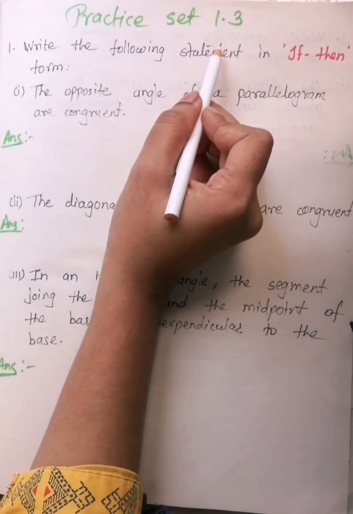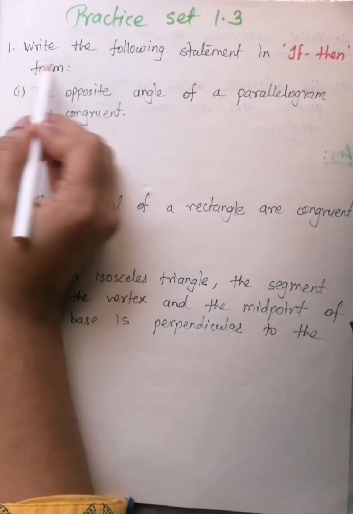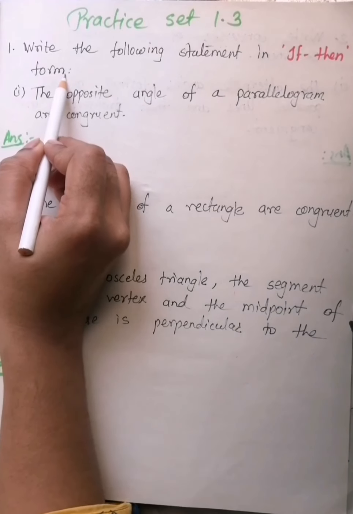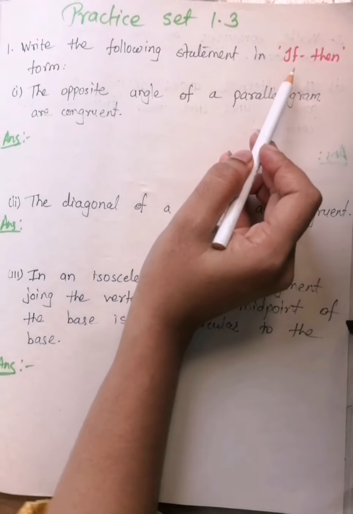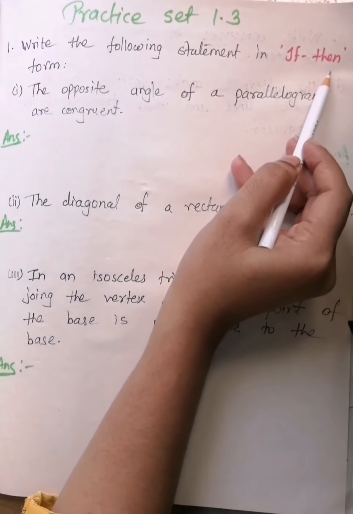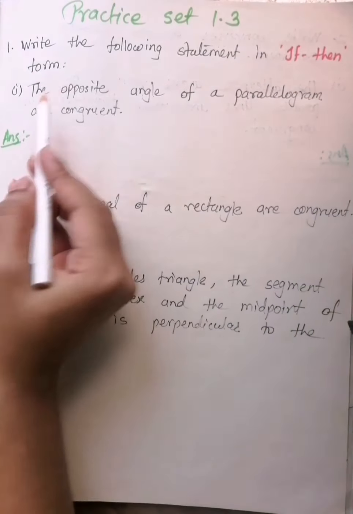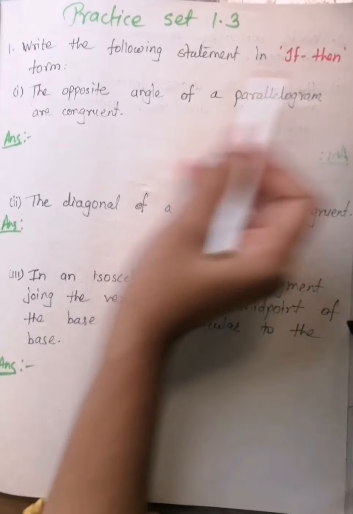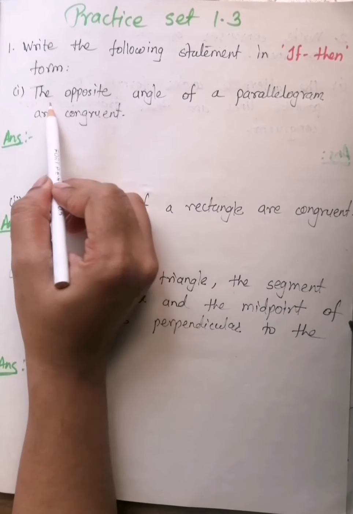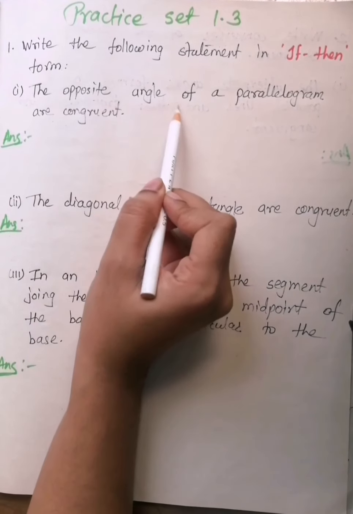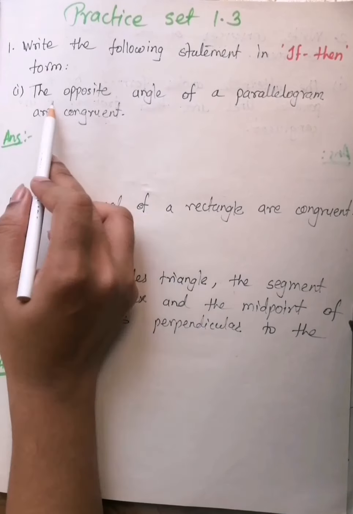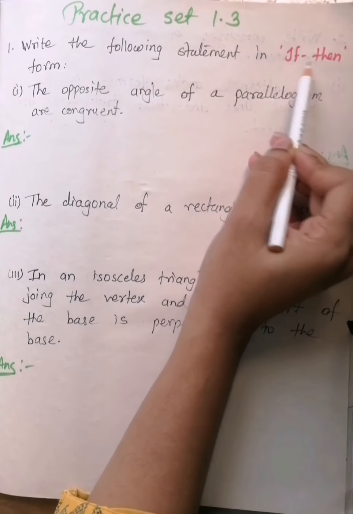Practice set 1.3. Look at the first question. Write the following statement in if-then form. We learned in the previous topic the concept of if and then, which is a conditional statement. So we have to apply that if-then form in question number 1. Read the question: the opposite angles of a parallelogram are congruent. Means we have to use if and then.